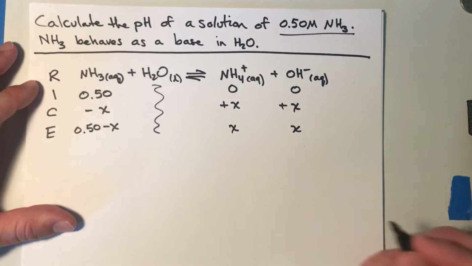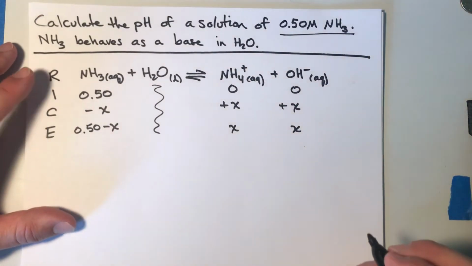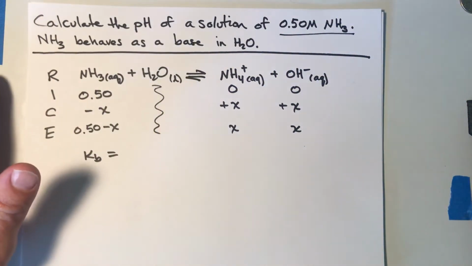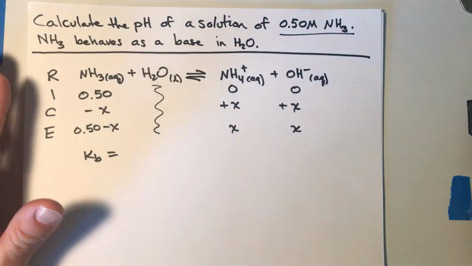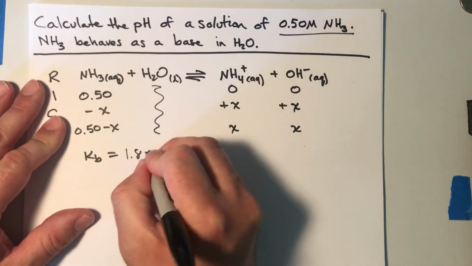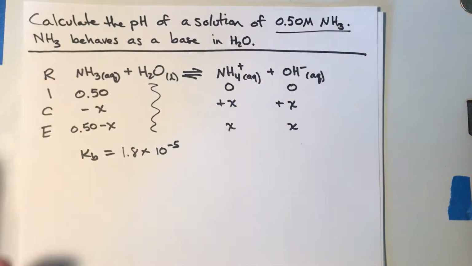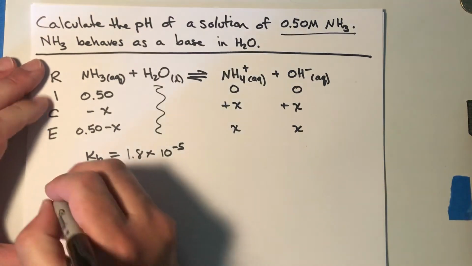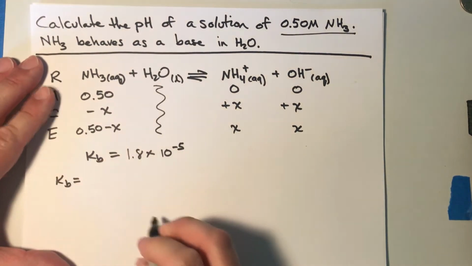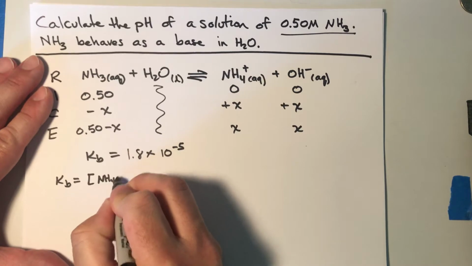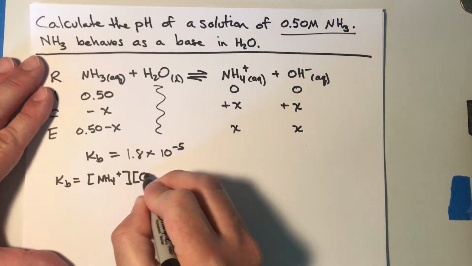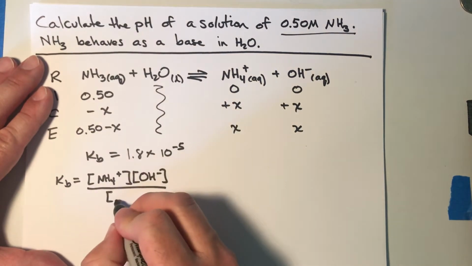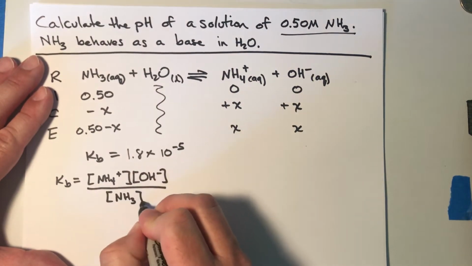All right. One thing we have not been given here is the Kb value, so we have to go look that one up. It turns out that the Kb of ammonia is 1.8 times 10 to the minus 5. Now we're going to write our Kb expression. So the Kb expression will be products over reactants. Again, we don't have to include the water. It has a functional concentration of 1 here.